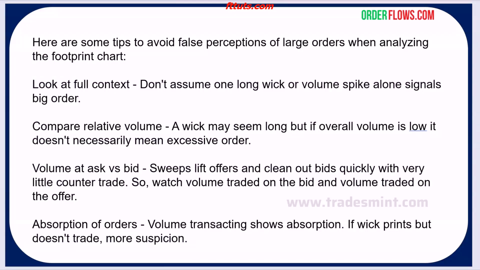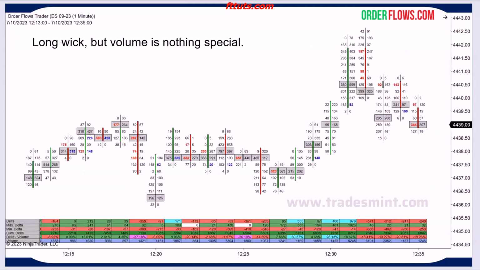Watch for absorption of orders. Volume transacting shows absorption. If a wick prints but doesn't trade, be a little bit more suspicious. There's a saying, if it prints there, it can trade there. So if it spikes down, expect it to trade there. If it doesn't, then the market's telling you something else.